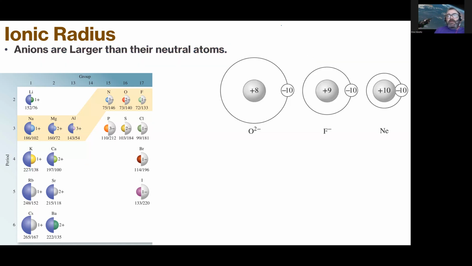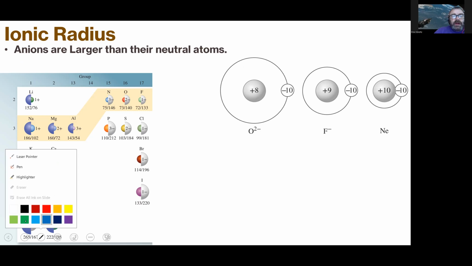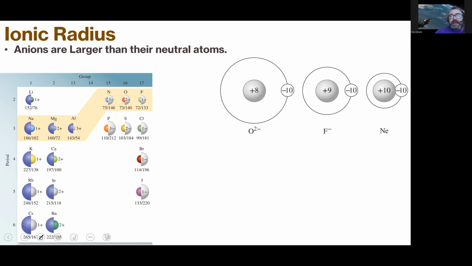If we look at the other way around, anions get larger than the atoms they came from. So if you look here, the phosphide, P3 minus, is much bigger than phosphorus. S2 minus is much bigger than sulfur. Cl minus is much bigger than that. This is a decrease of effective nuclear charge, because the electrons can get farther away. They're held by fewer things.